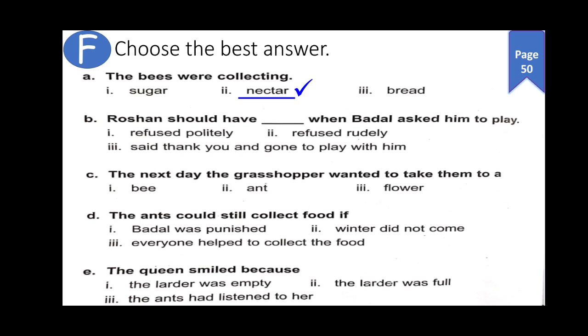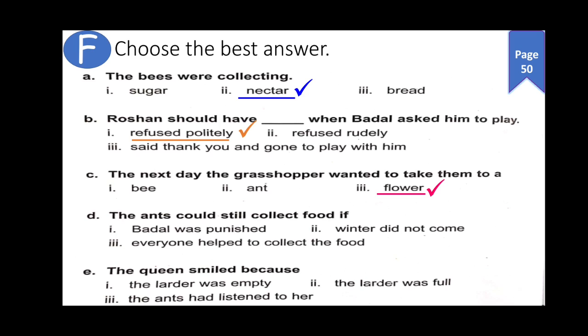Number B. Roshan should have refused politely when Badal asked him to play. Number C. The next day, the grasshopper wanted to take them to a bee? No. To an ant? No. The next day, the grasshopper wanted to take them to a flower.